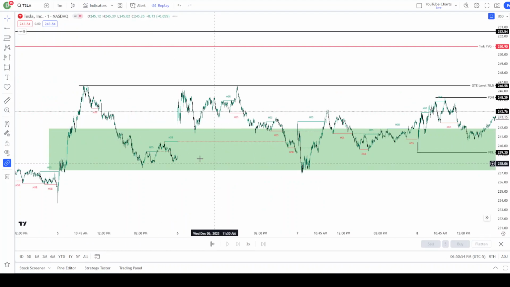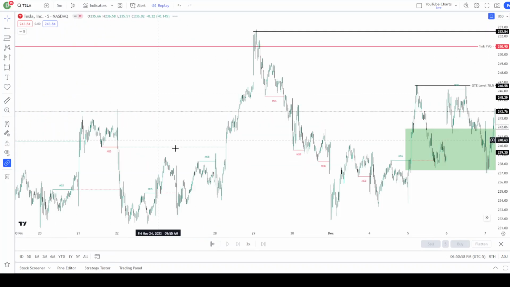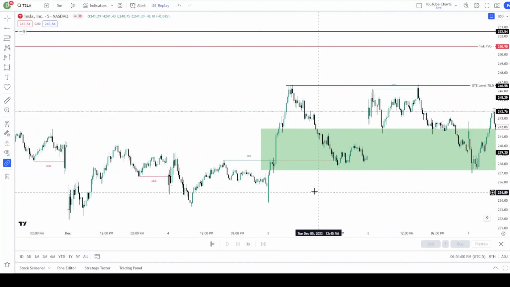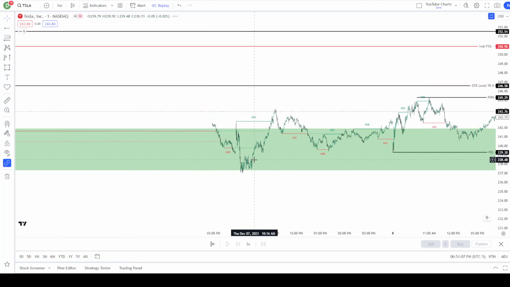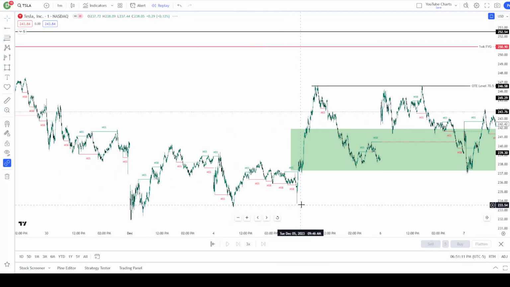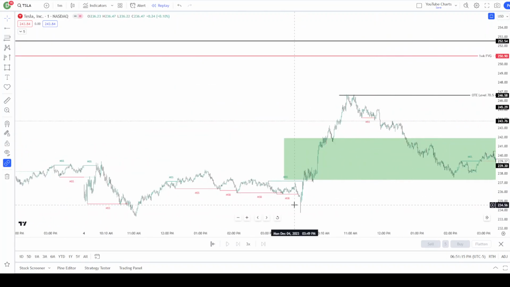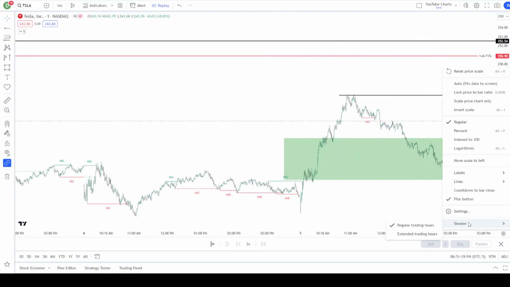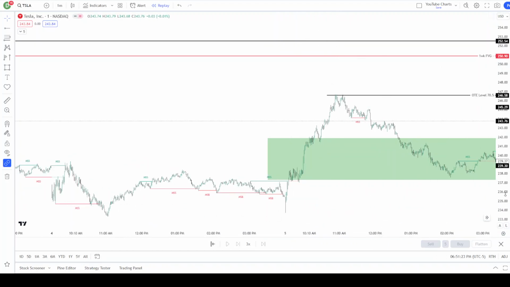Where was that? Let's go back to the 5 so I can see exactly what time frame that was. All right, so that was on the 5 at 10 a.m. So let's go to the 5 at right around 10 a.m. That was here. Okay, so what you can see is that we had, and let's make sure we have regular trading hours on. Okay, so regular trading hours.